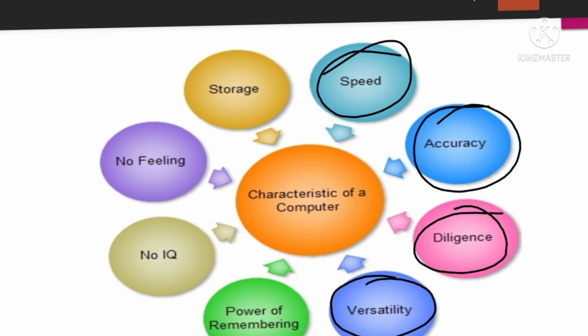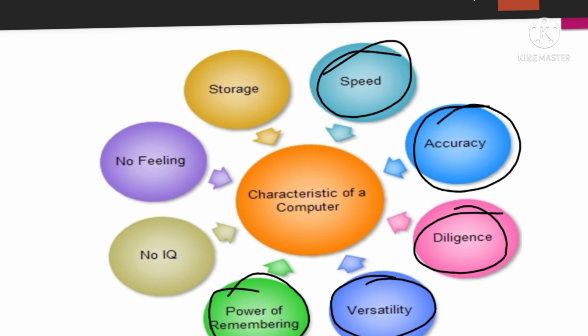And the next one is power of remembering. A computer has the power of storing a huge amount of information or data. The information can be stored and recalled as long as you require it, for any number of years. But a computer cannot take its own decisions as you can, because it's just a machine, isn't it? So that is all about power of remembering.